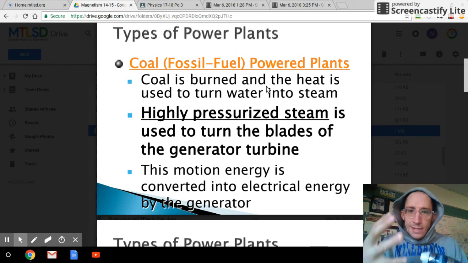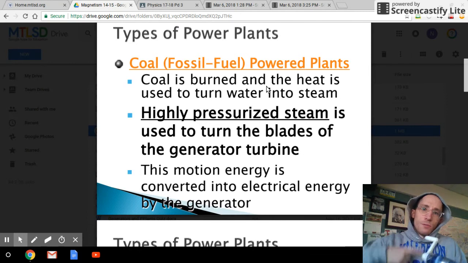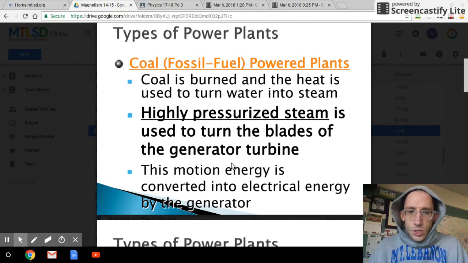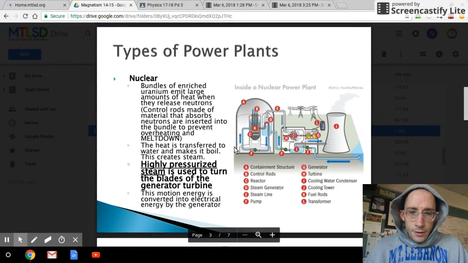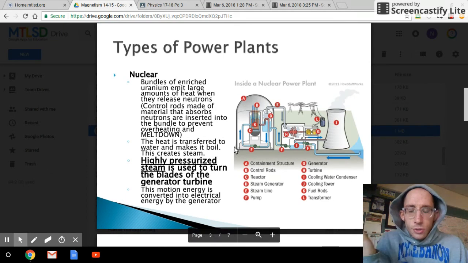You just use steam to push the blades of the turbine, which then moves the coil of wire through the magnetic field. All right, so you got motion energy converted into electrical energy by the generator. Next is nuclear. It's pretty much the same thing as coal powered, which is hard to believe.